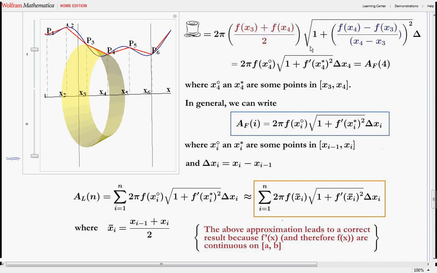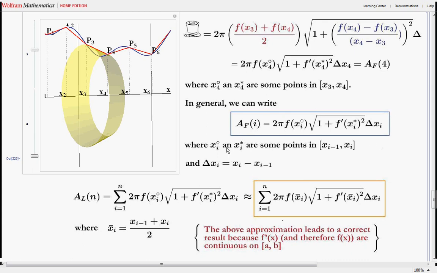Hence, we have obtained an expression for the surface area of the fourth frustum in terms of the values of function f and its derivative. In general, one can see that the arguments that we used to work with the fourth frustum would be exactly the same for any other interval, for any other frustum. So effectively, we have obtained an expression for the ith frustum. And I have this formula enclosed here in this blue box.